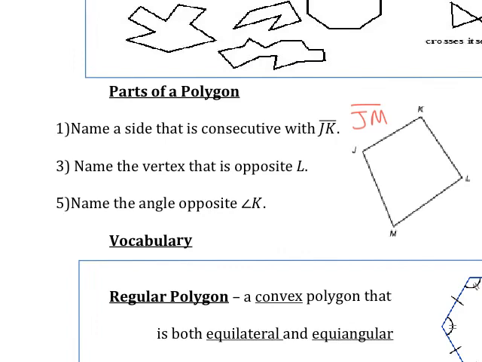Vertex that is opposite of L. So here's L. Opposite would be J. Good. And when we name a vertex, we just name it with a letter. There's no special notation for it. But then when we move to 5, when we're looking at angles, opposite K would be M, and I have to make sure that I put the angle marker with it. Okay, good. So angle M, and make sure you put that angle marker with it.